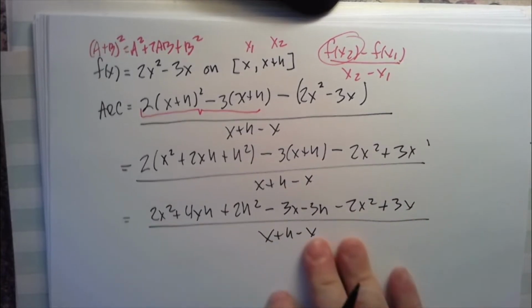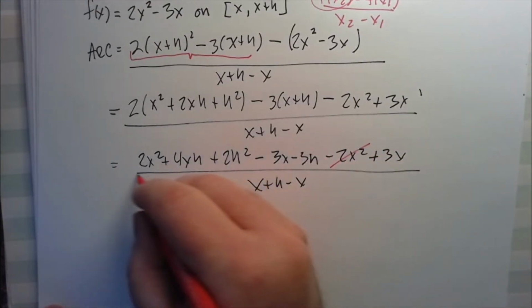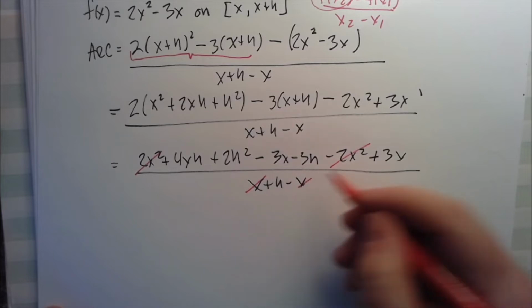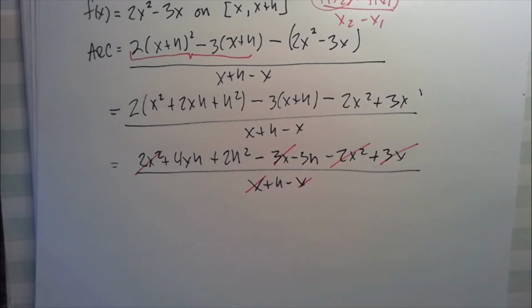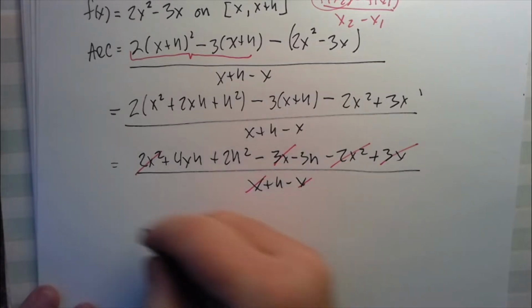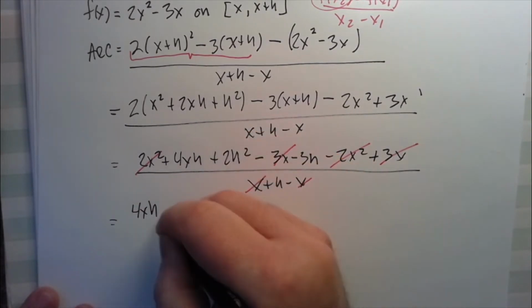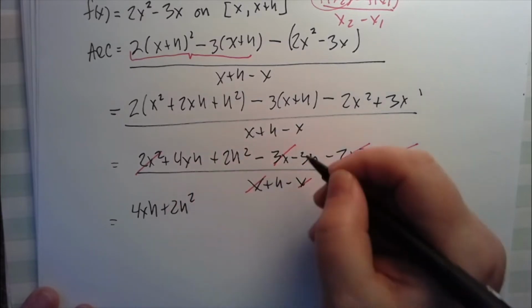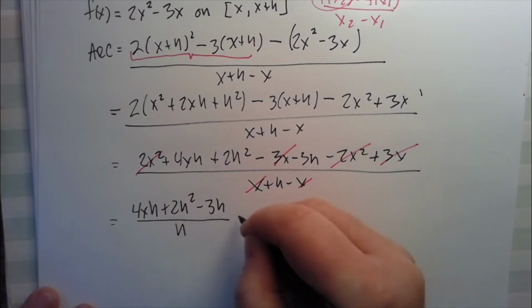So now let's do all the subtracting things, right? So those two subtract out, those subtract out. What else subtracts out? That one and that one subtract out. And notice that everything that's left has an h in it. So I have 4xh plus 2h squared minus 3h all over h.